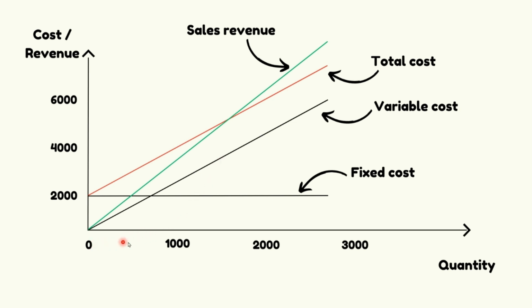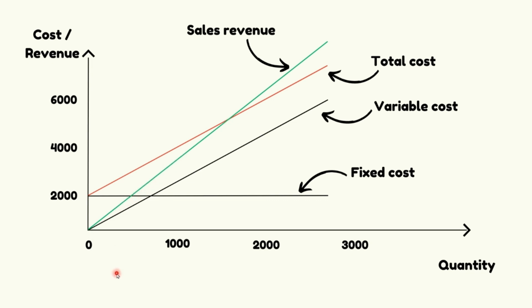As you can see, as the volume is increasing, the variable cost is also increasing. As the volume is decreasing, the variable cost is also decreasing. And then we discussed the total cost line, which is this red line. It starts from the fixed cost amount and is parallel to the variable cost line. And there is a new line, the green line, which represents the sales revenue. It starts from zero. As the volume is increasing, the sales revenue is also increasing.